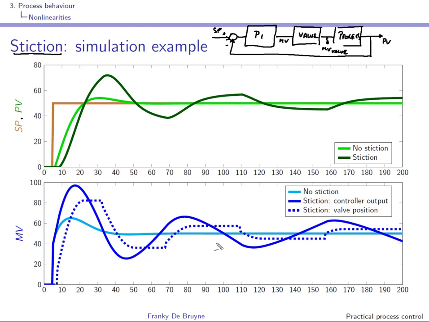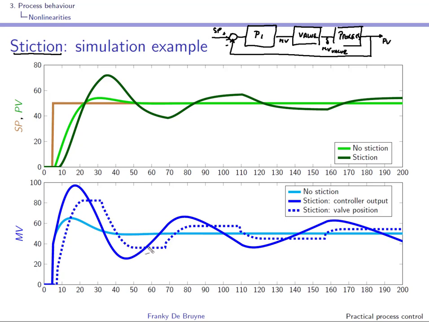Same process, same PI parameters, and in dark lines here we have stiction present in the valve. As you can see, the results are quite different, and you can see here that the output of the controller in full line does not necessarily correspond anymore to the actual valve position that is shown here in dotted line.